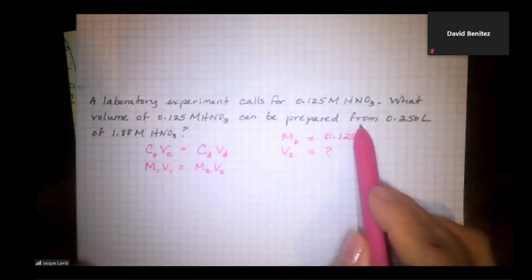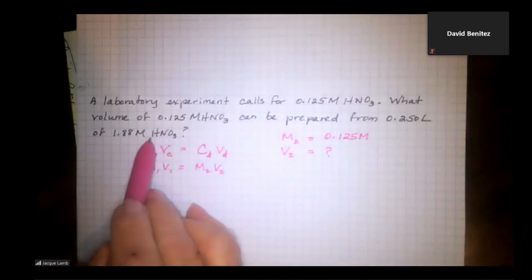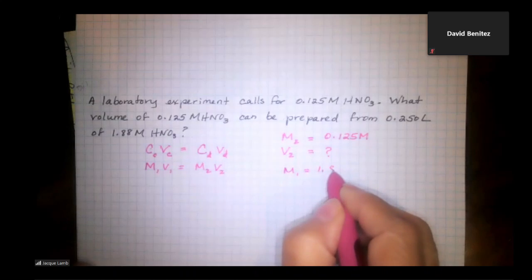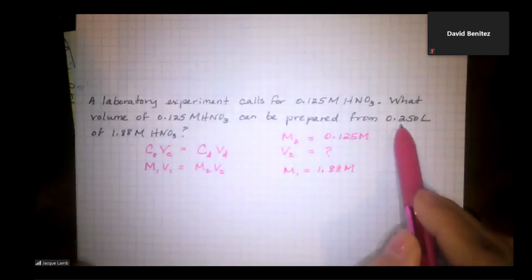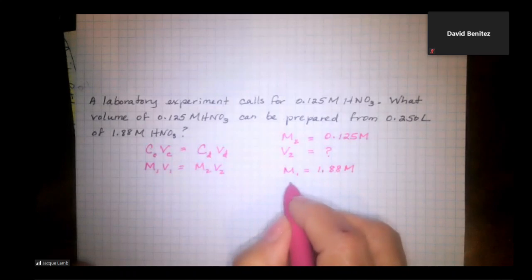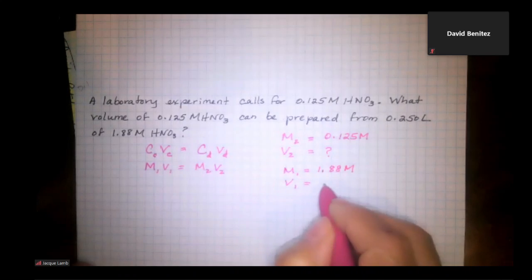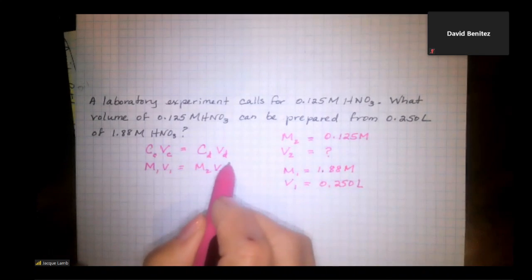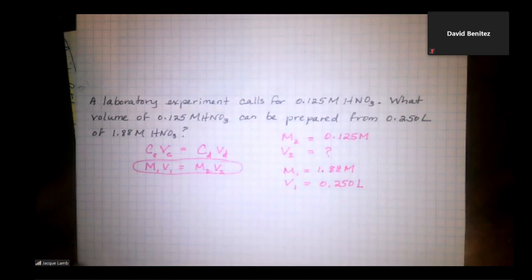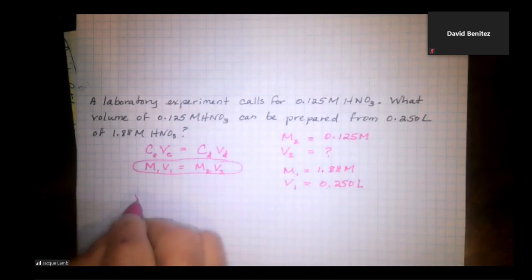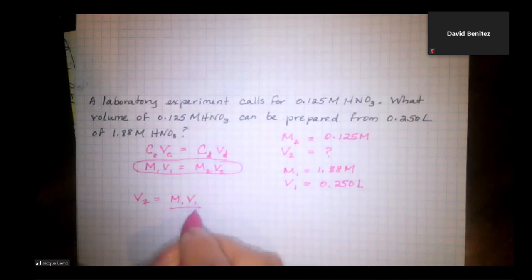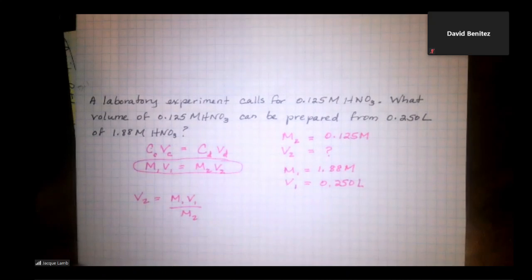We know that we're starting with an initial concentration of 1.8, and we have 0.250 liters. So volume 1 is equal to 0.250 liters. So all I have to do is take this equation and solve it for V2. V2 is equal to M1 V1 divided by M2. And now I just plug in the numbers that I have.